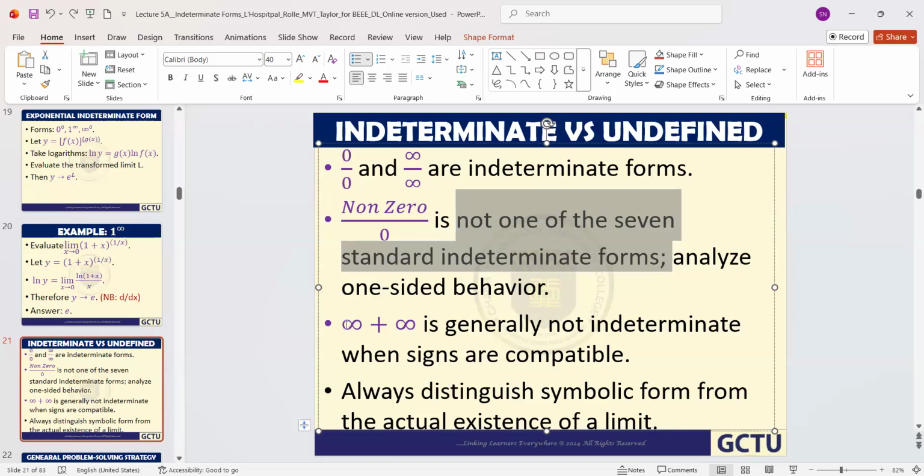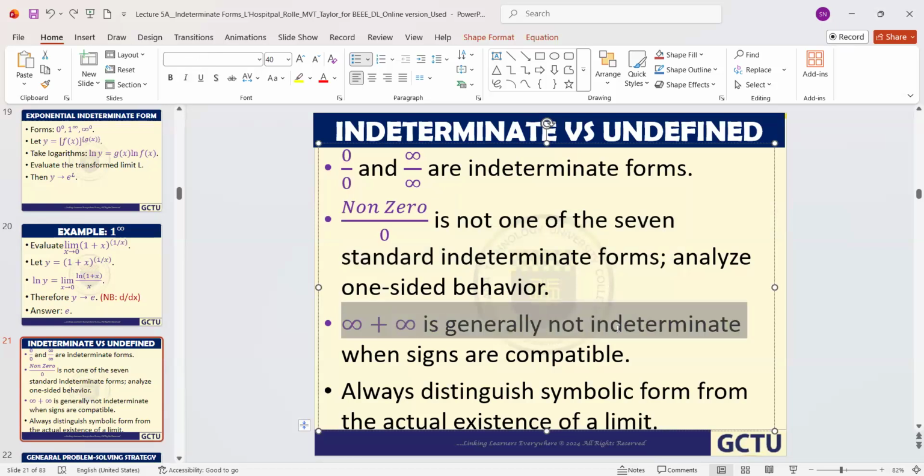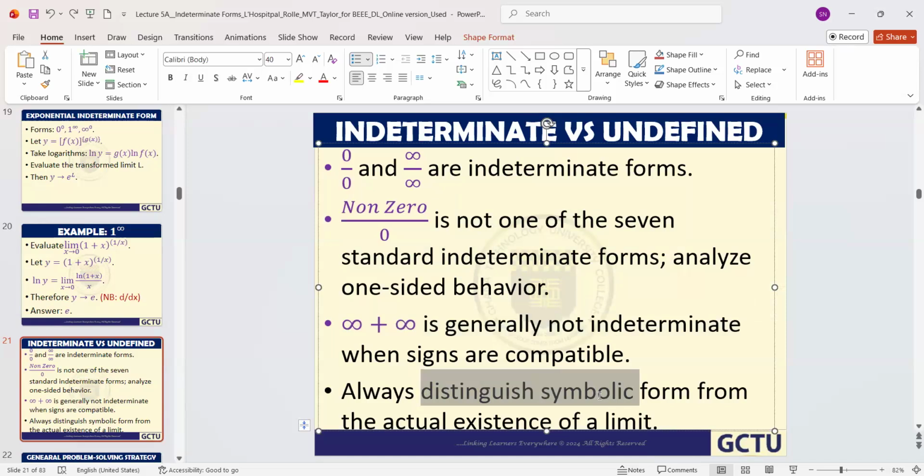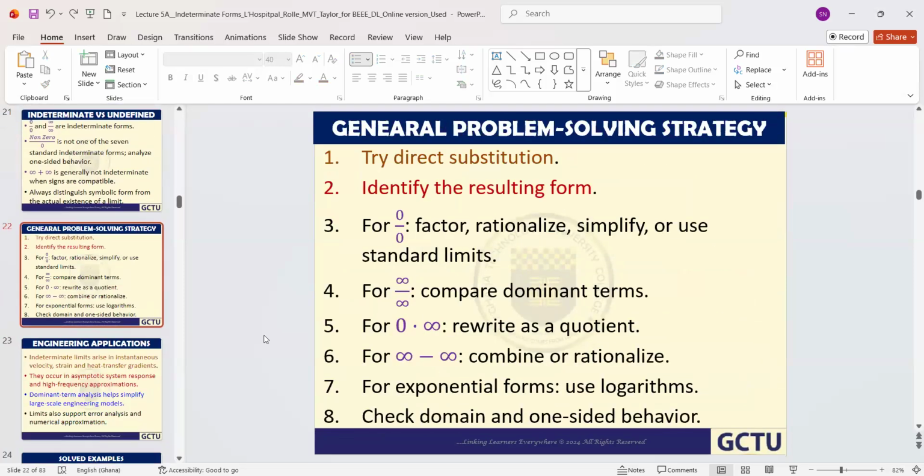Another example is when I evaluate and I get infinity plus infinity. Generally, this is also not indeterminate when the signs are compatible. So always distinguish between the symbolic form and the actual existence of limits. So this is a summary of the indeterminate types, and then answers you can get that look like indeterminate, but they are not. We call them undefined.